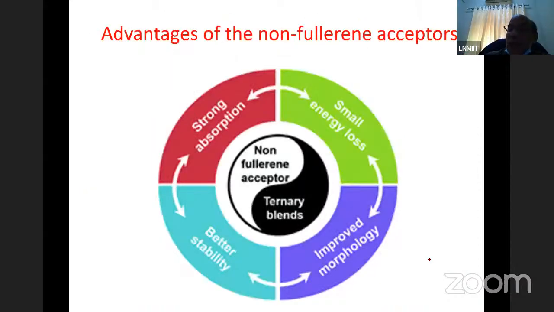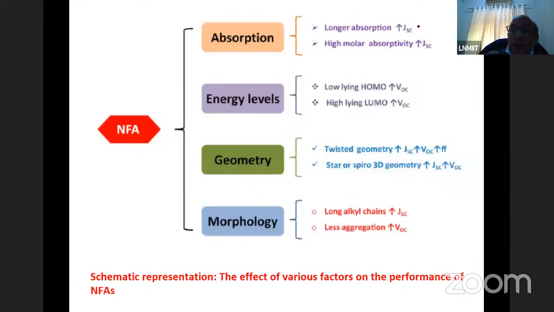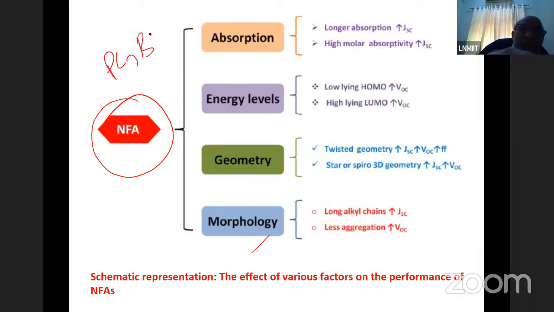Now, these are the advantages of non-fullerene acceptors. Non-fullerene solar cells are based on small molecules. They have a strong absorption coefficient, small energy loss, improved morphology, and better stability than fullerene-based solar cells, and they can be used as a ternary blend also. The absorption can be increased, energy level can be changed, geometry can be changed, and morphology can be changed by using non-fullerene acceptors. This is not possible in the case of fullerene, such as PC70BM or PC61BM.